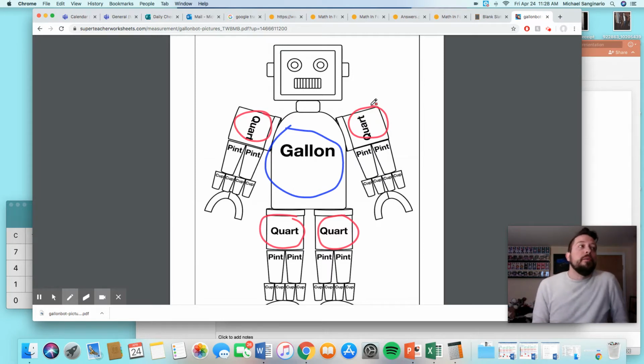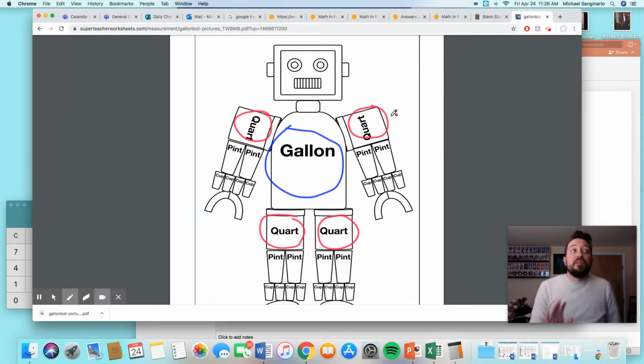So basically, if I had 2 gallons, I would need to multiply that 2 by 4: 2, 4, 6, 8, to tell me how many quarts there are. There are 8 quarts, okay? If we doubled our GallonBot and I had 2 of them side by side, and I counted quarts, I'd have 1, 2, 3, 4, plus another 4, 5, 6, 7, 8. So I'd have 8 quarts altogether, okay?